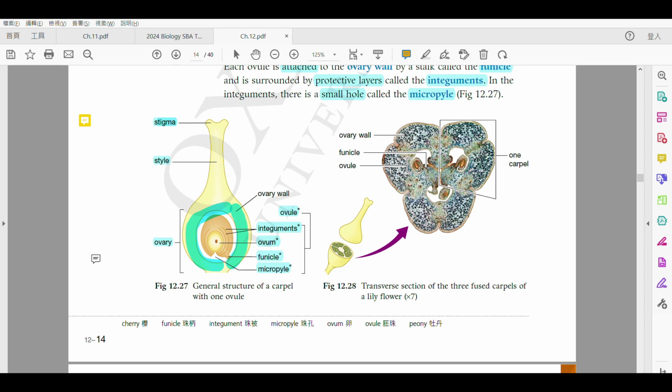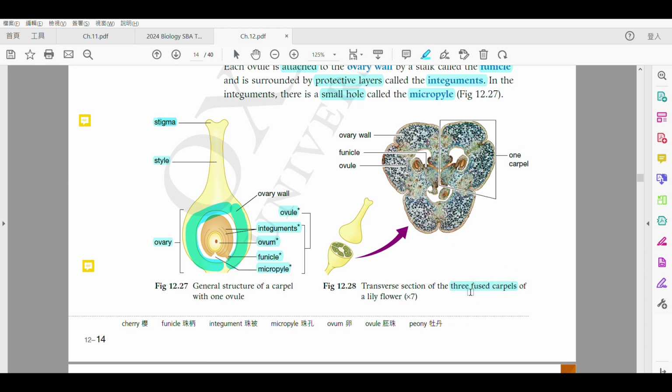Okay, you can write it down if you want. This small hole, micropyle, is for fertilization. Okay, and this small hole is called the micropyle. That's it. Okay, so this one you can also write down. I'll talk about that in class.